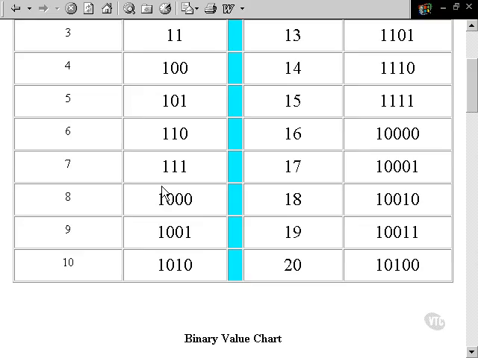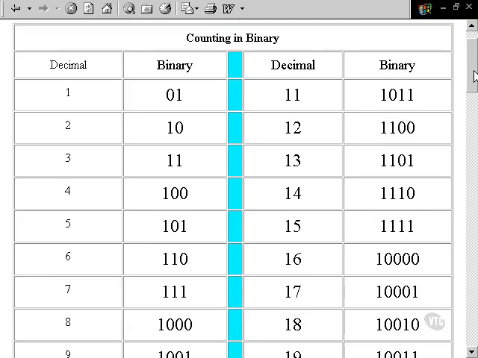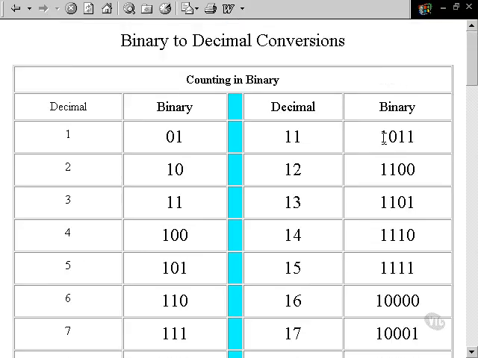8, we'd go up to the next level. 1, and this becomes zeros. 9, we'd have our 1 with our zeros. We'd add a 1 here. 10, we'd go up to the next level. 1, 0, 1, 0. 11, we fill this in.